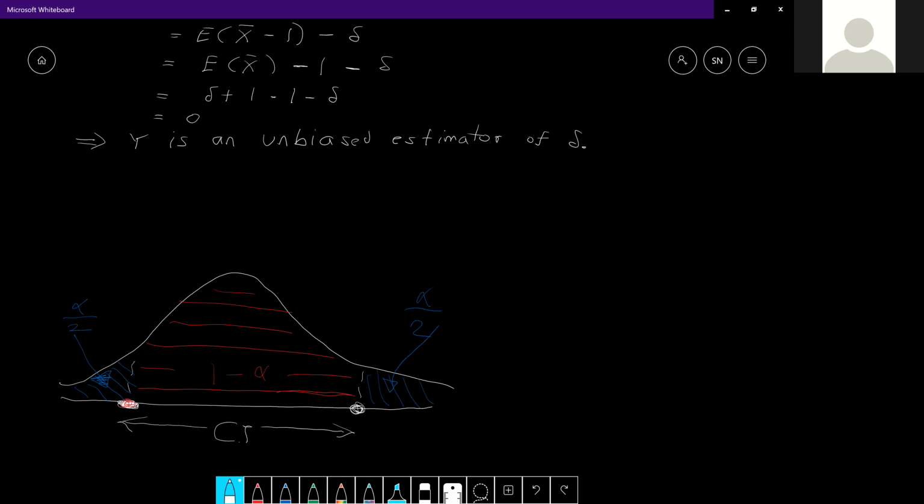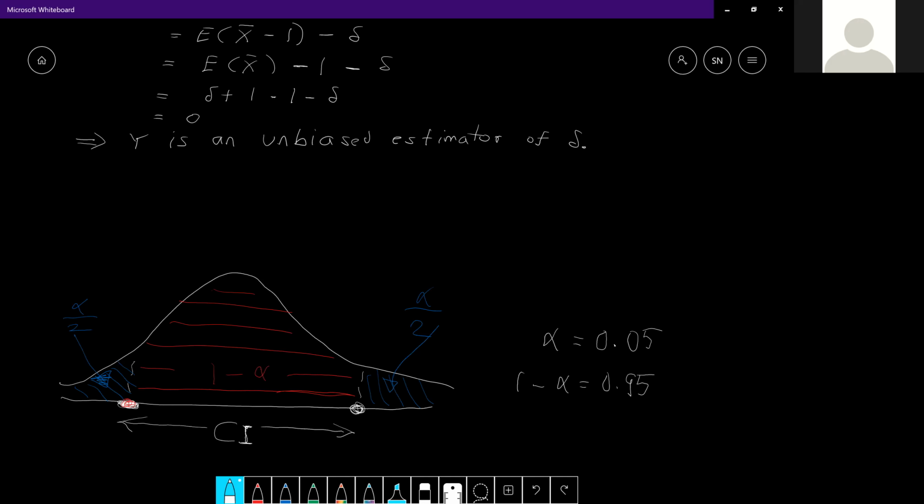And how much of the data is within this interval? It is 1 minus alpha percent. So if alpha is, say, 0.05, then 1 minus alpha will be 0.95, which is 95%. So this would be a 95% confidence interval.